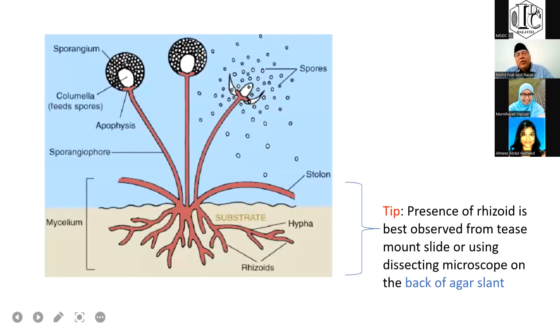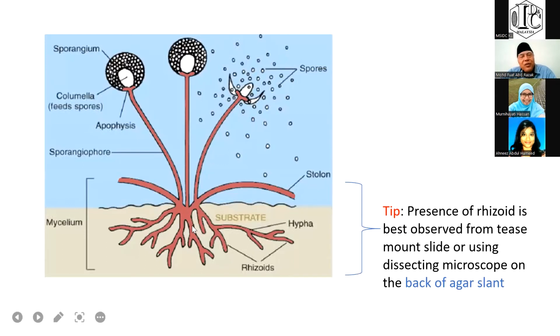Another problem with identifying Mucorales is looking for the rhizoid. Rhizoid is a structure inside the agar growth medium. They are not on the aerial part of the hyphae. So most labs in Malaysia use the sellotape mounting technique to prepare microscope slides for fungal identification. If you use that method, it is very difficult to get the rhizoid.